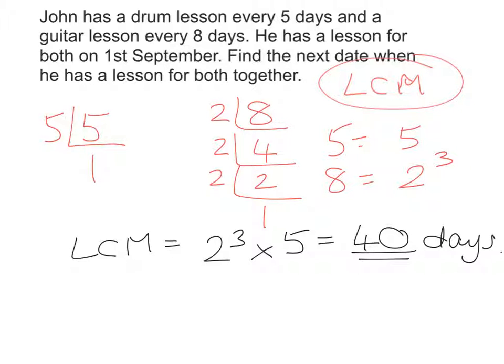I just need to work out then what date that's going to be on, and you just do that by simply counting through in your head. There are 30 days in September, so 30 days would bring you up to the 1st of October. Another 10 days would bring you up to the 11th of October. So the answer would be the 11th of October.